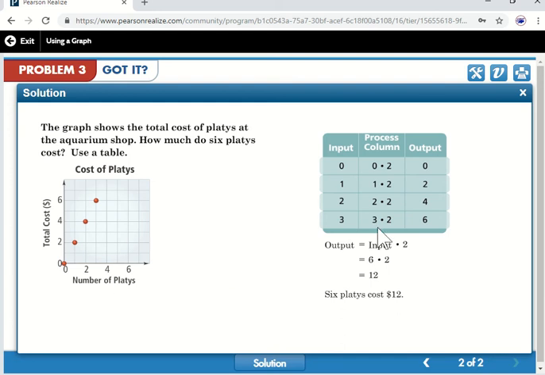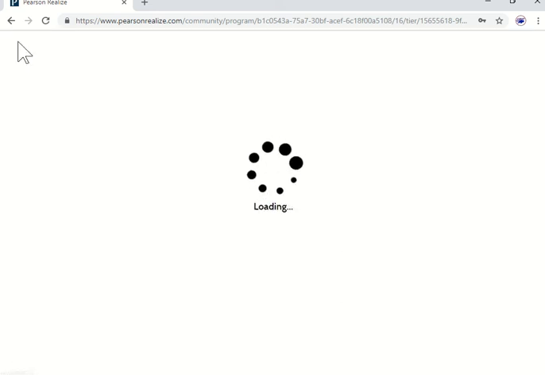So, okay, here's the table that you could have theoretically drawn. You're always just taking the input, which is the number of platies you're buying, and whatever that is, 0, 1, 2, 3, 0 platies, 1 platy, 2 platies, 3 platies, you're just always multiplying it by 2. So you take that all the way down to 0, 1, 2, 3, 4, 5, 6. 6 times 2 is 12. So now we exit out of there.